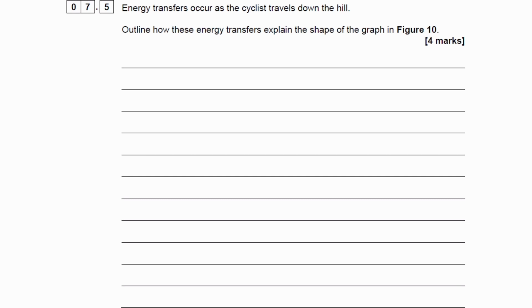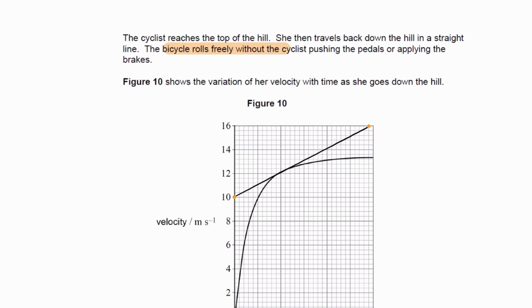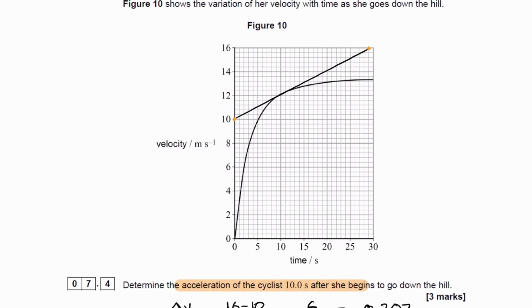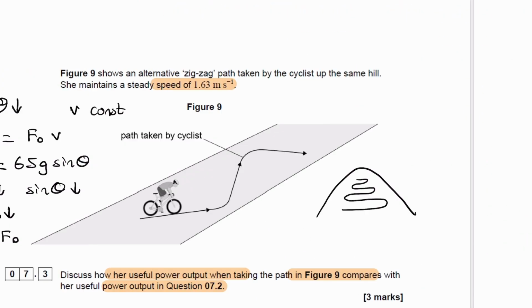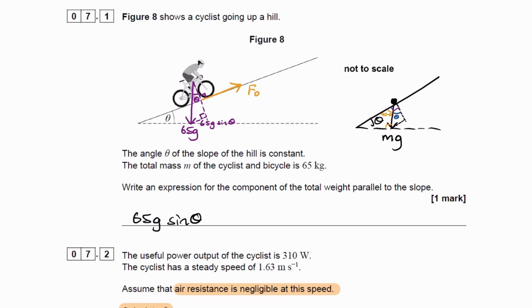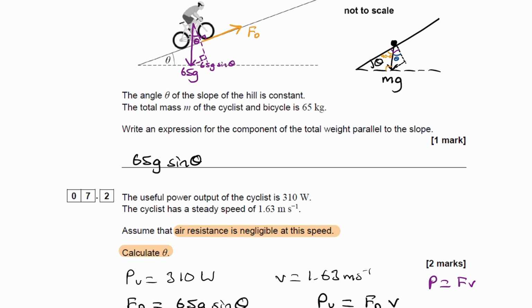Okay, now for the final part, 7.5. Energy transfers occur as a cyclist travels down the hill. Outline how these energy transfers explain the shape of the graph in figure 10. Okay, so to begin with, there is no air resistance. That was what we were assuming in one of the previous questions, or some of the previous questions. Air resistance is negligible. So that will change as the cyclist speeds up.